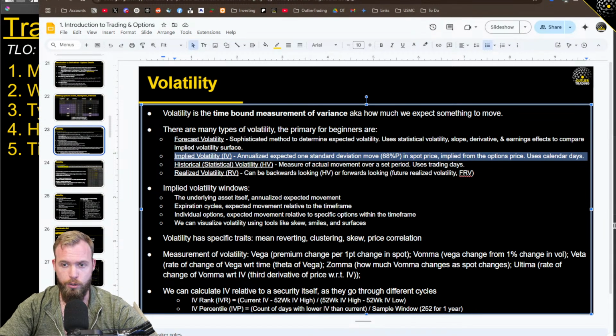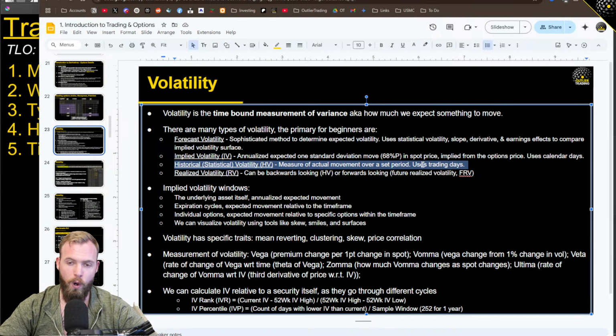Implied volatility uses calendar days. This note is really important because you'll notice that historical volatility uses trading days. You have to be aware of small details like that. So if I'm trying to compare something like 30-day implied volatility with 30-day realized volatility, you actually have to use 30 and 20. Otherwise, you're not comparing the same thing. So admin note: IV uses calendar days, while HV, historic volatility, uses trading days.